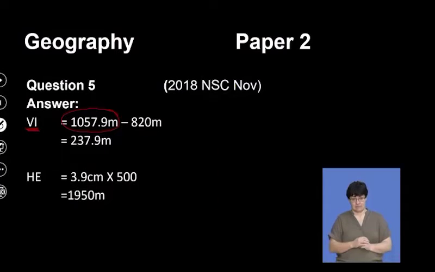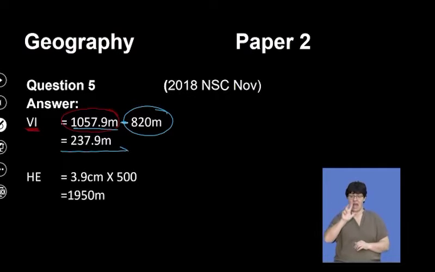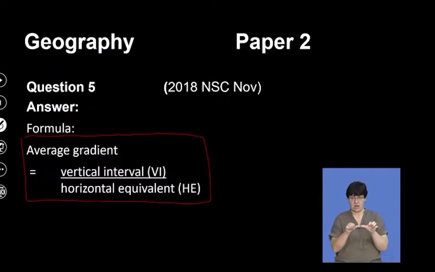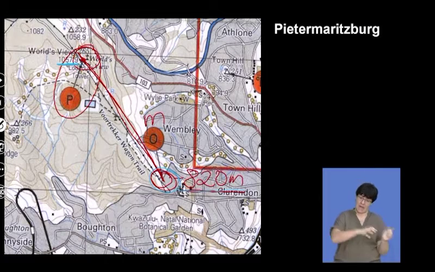Let's go back to the calculation. There's my 820 and my 1057.9. I must subtract to get the interval of the height, which is 237.9 meters. I've calculated my vertical interval. Note, for the horizontal equivalent, I must measure the distance between the 2 points. I'm going to go back to the map and note the following.